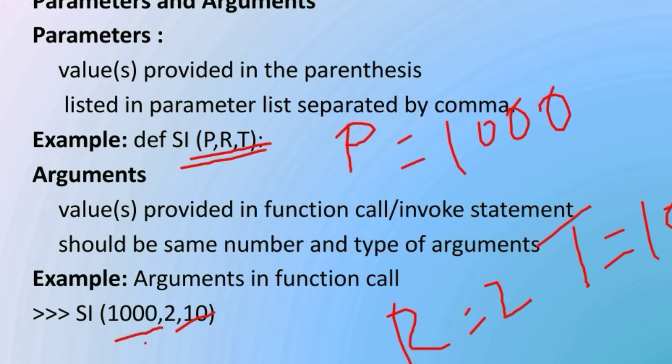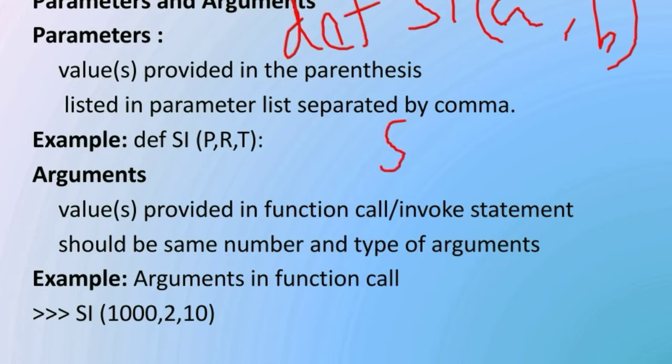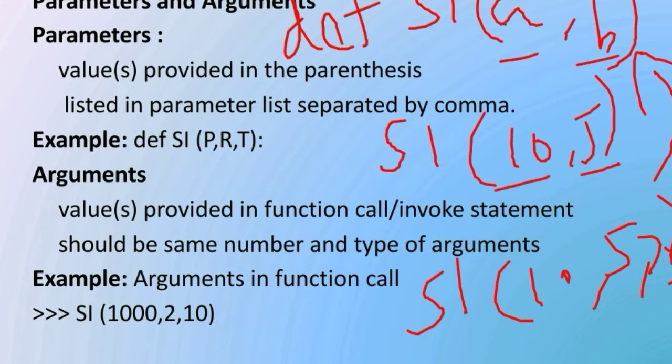Arguments and parameters should be the same in number, and only then will the value be assigned to the particular variable. For example, if the function S1 contains two variables A, B, then the invoke statement will be S1(10, 5). If the invoke statement is S1(10, 5, 20), it does not invoke the function S1(A, B). So the number of arguments and the number of parameters and the type of parameters should be the same.